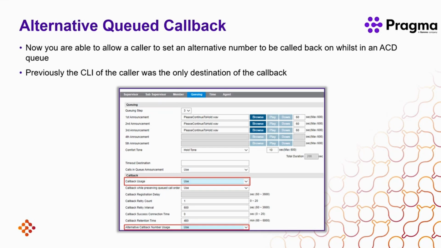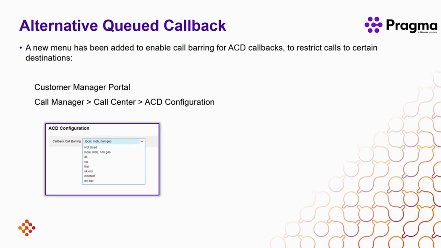When you select that you want a callback, you'll have an option for getting a callback on the current number you called in from, or entering a different number. Then it's as simple as following the prompts, entering the number you want to be called back on, and you'll get a callback on that number. Normal restrictions apply: if a caller enters an international number and that ACD queue isn't configured to dial international numbers, that call will fail. So normal call bar and rules apply.